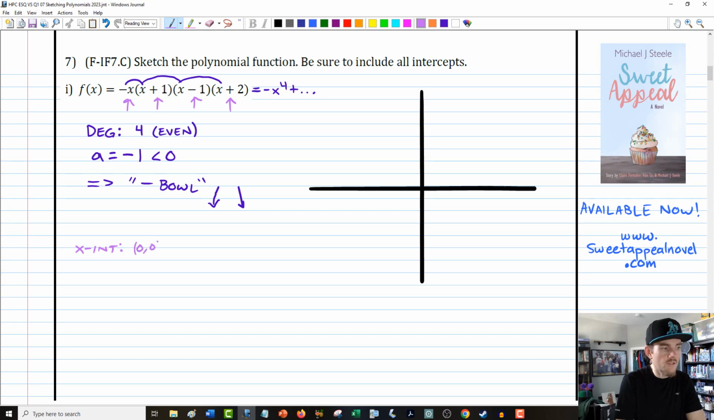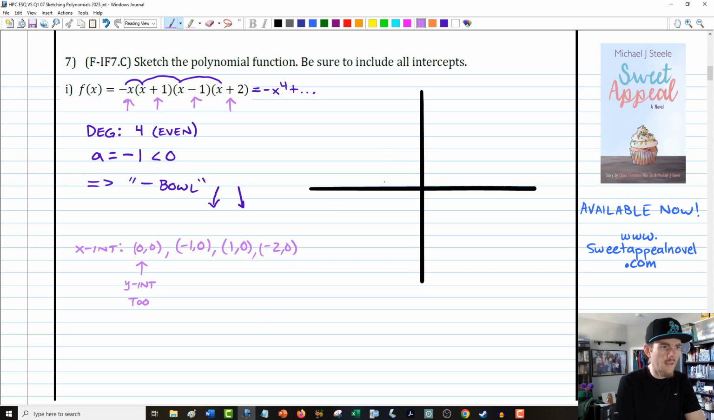Those x-intercepts are going to be 0, 0, which by the way is super convenient. Since 0, 0 is the origin, it's on both the x and y axis. Therefore, that's going to be our y-intercept as well. So I'll just go ahead and make a quick note that that's y-intercept as well. We'll have -1, 0. We'll have 1, 0. I'm just literally reading those factors left to right and figuring out what makes each one equal to 0. And then we'll have -2, 0.